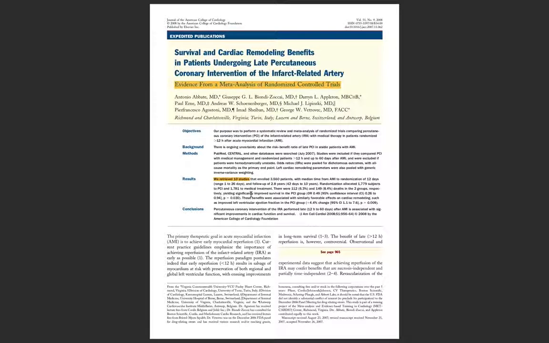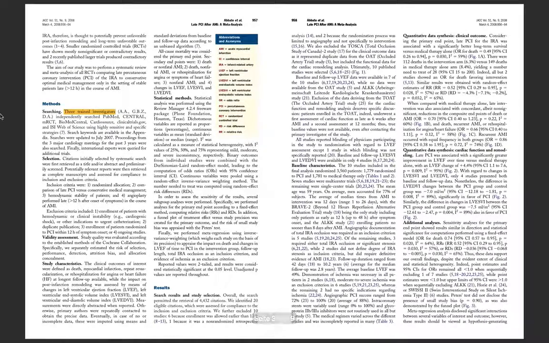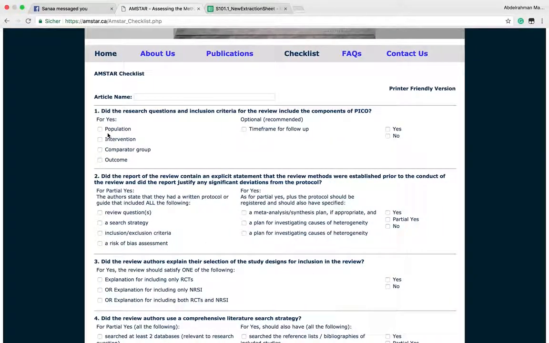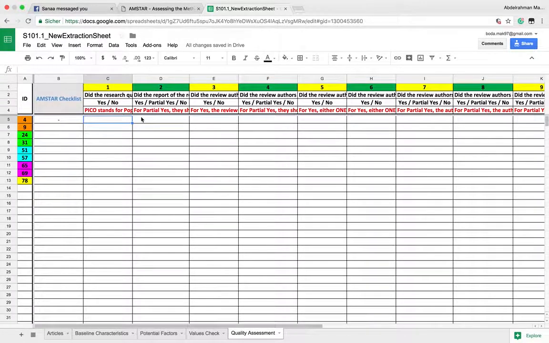Okay, we may see another thing in stable patients with AMI, and also we can see something here. Yes, it was here. So it was mentioned, so we will say yes.